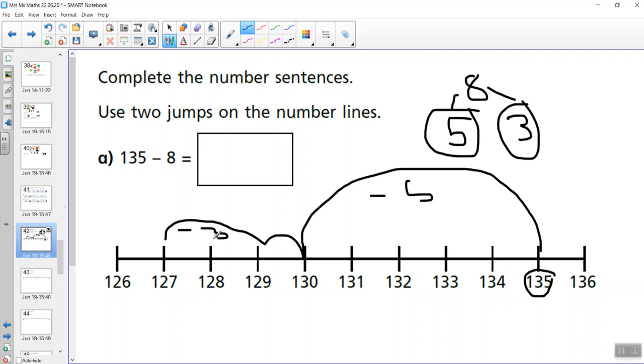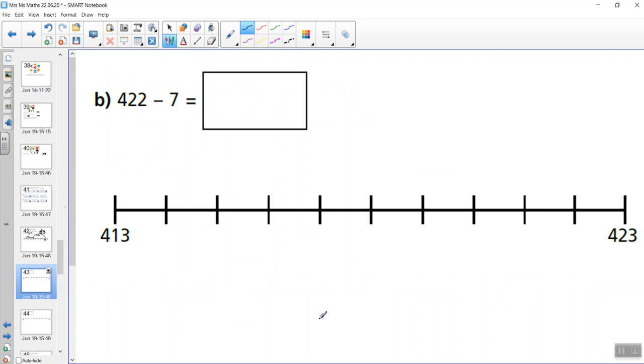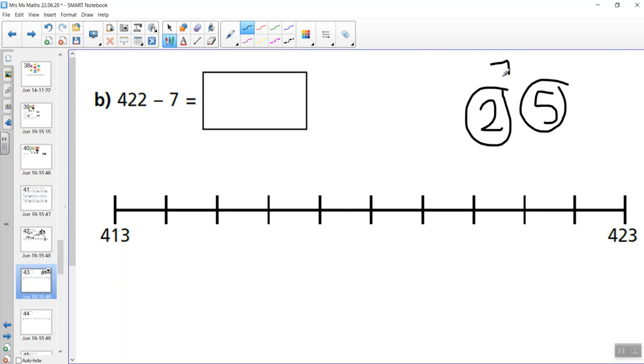Take away three. So 135 take away 8 is 127. Let's try it on this one. I do my cherry diagram. I know that I can do 2 and 5 to make 7. So that should help us.